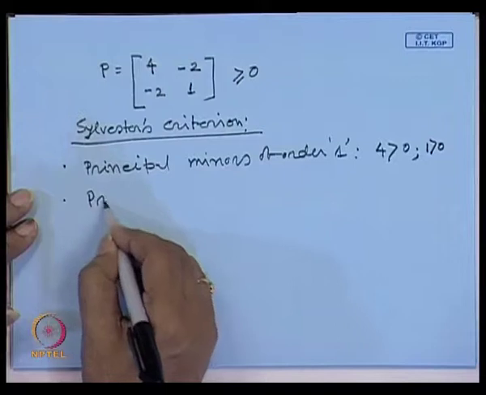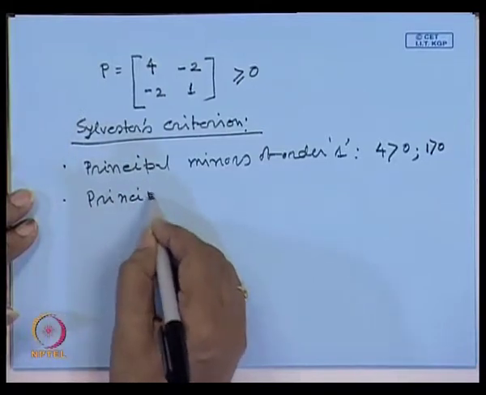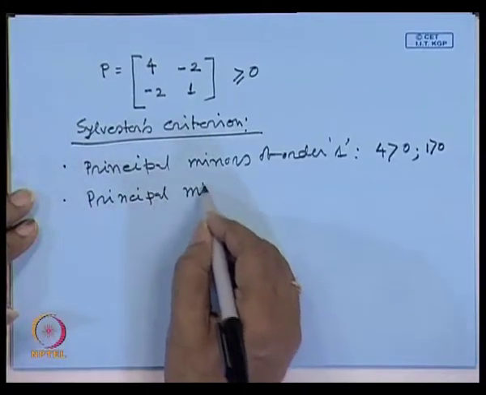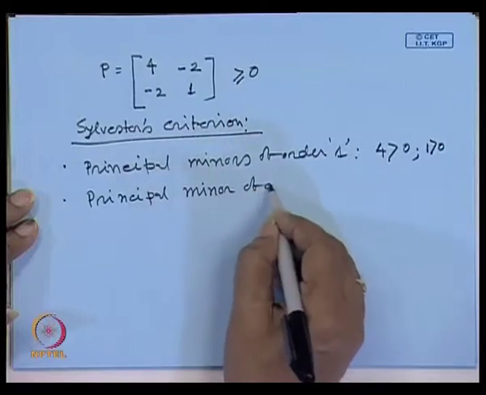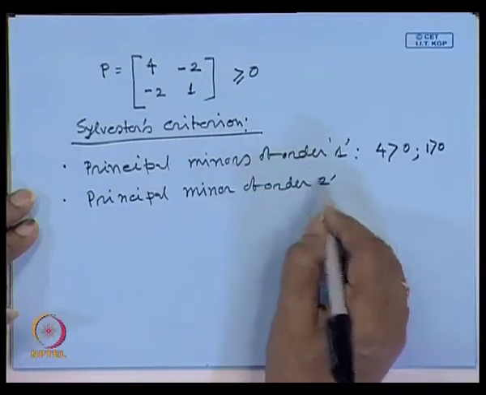Principal minor of order 2. When we have to check semi-definite, positive semi-definite or negative semi-definite, we have to consider the principal minors. Only when testing a positive definite matrix or negative definite matrix do we use the Sylvester criteria, where we consider the leading principal minors. We know how to find the leading principal minors.